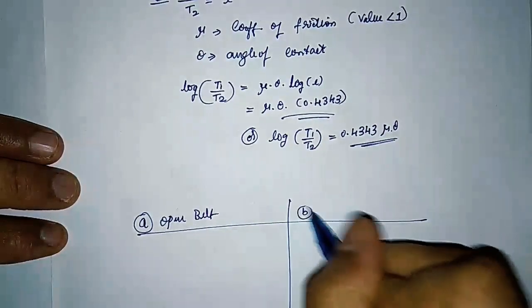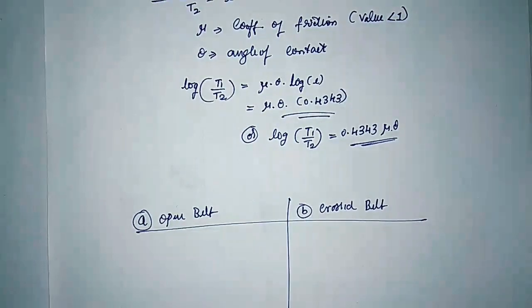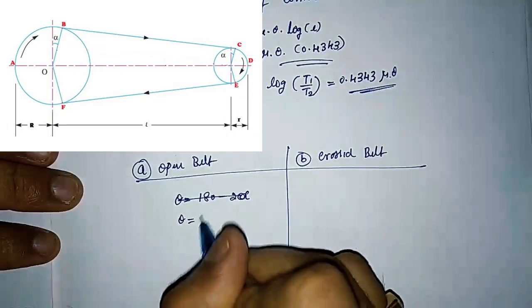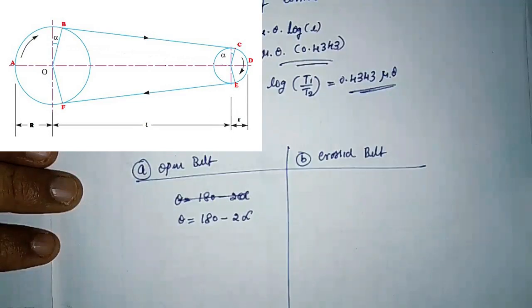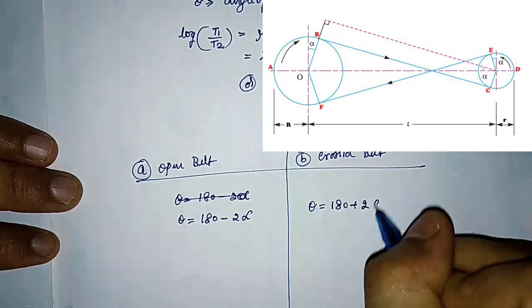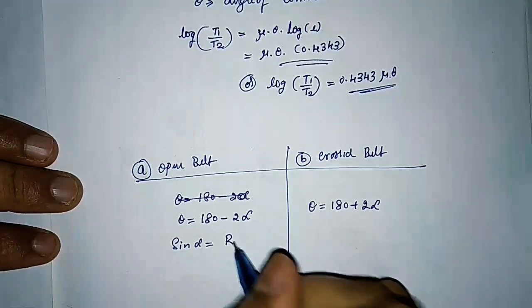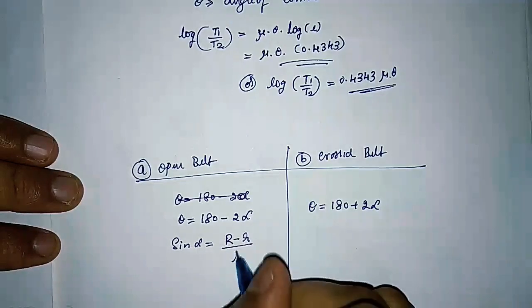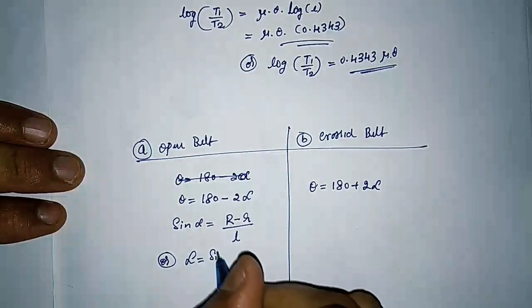Initially, the first one is open belt drive, and on the right side I'll take cross belt drive. So in case of open belt drive, theta is equal to 180 minus 2 alpha. Alpha is called the angle of lap, whereas for cross belt drive, theta is equal to 180 plus 2 alpha. In order to find out alpha, we use the equation sin alpha is equal to R minus r divided by L, or alpha is equal to sin inverse of R minus r divided by L.